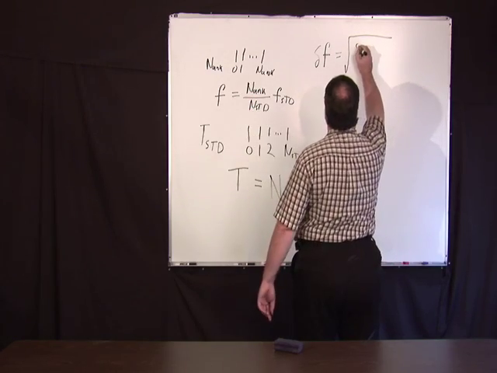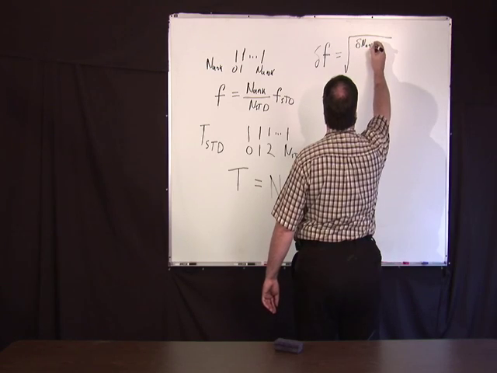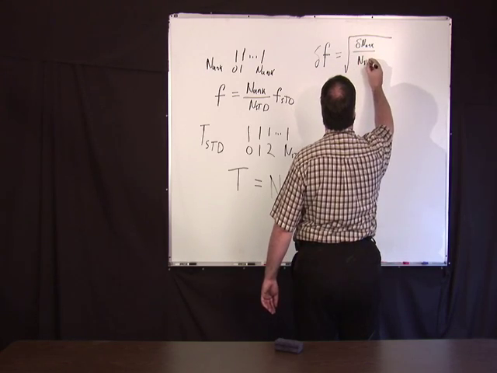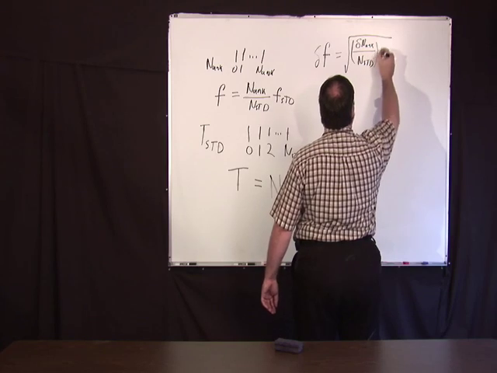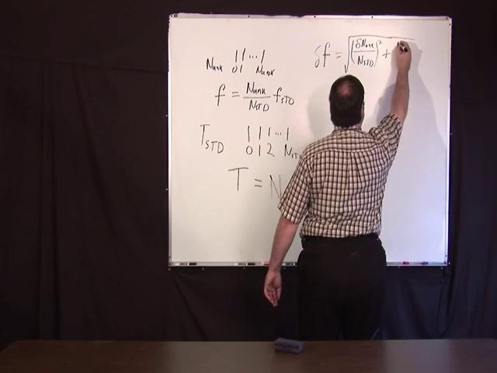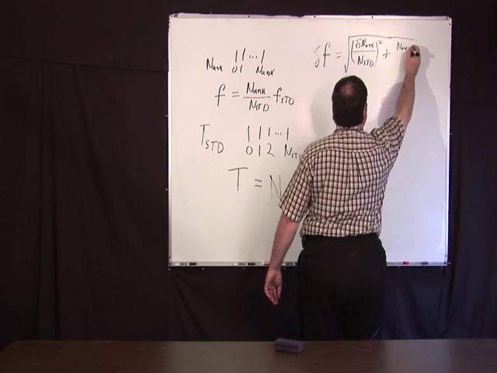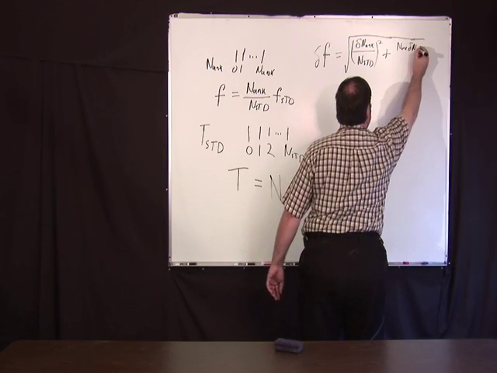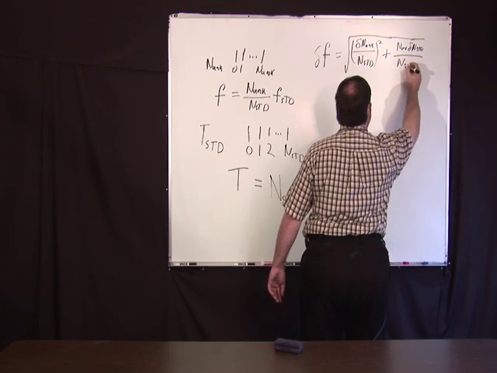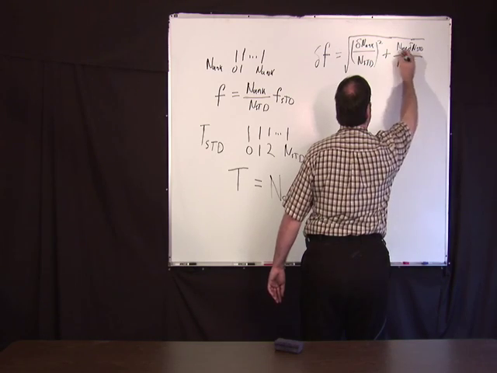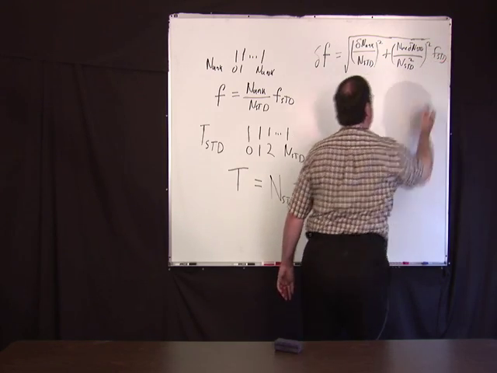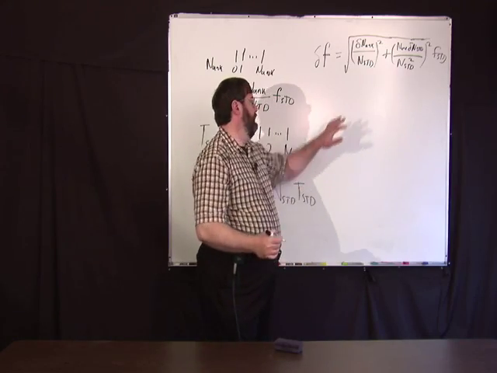We're going to RSS everything, so this is going to be square root. Derivative of this, so it's delta n unknown over n standard squared, plus n unknown delta n standard over n standard squared. So this is squared times the frequency of the standard. Okay, doing a little bit of algebra, not much though.